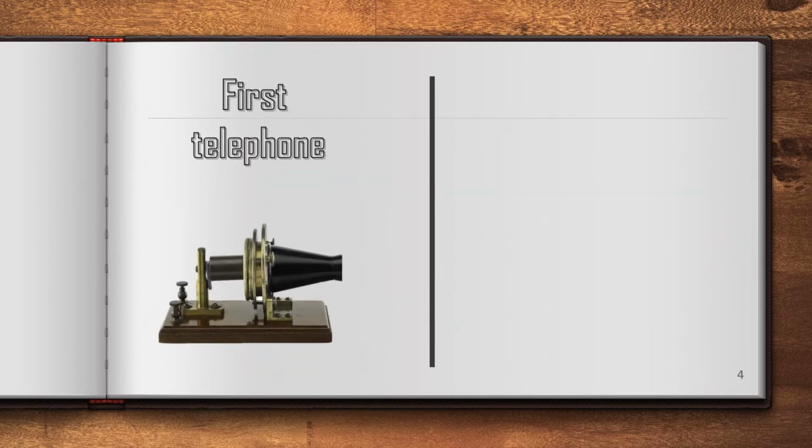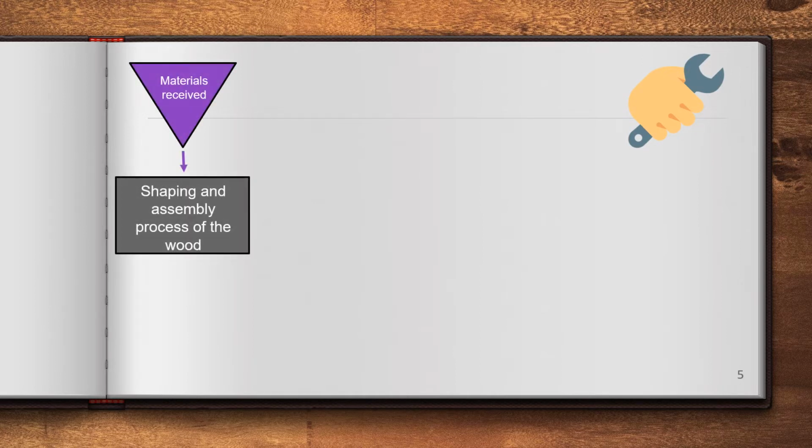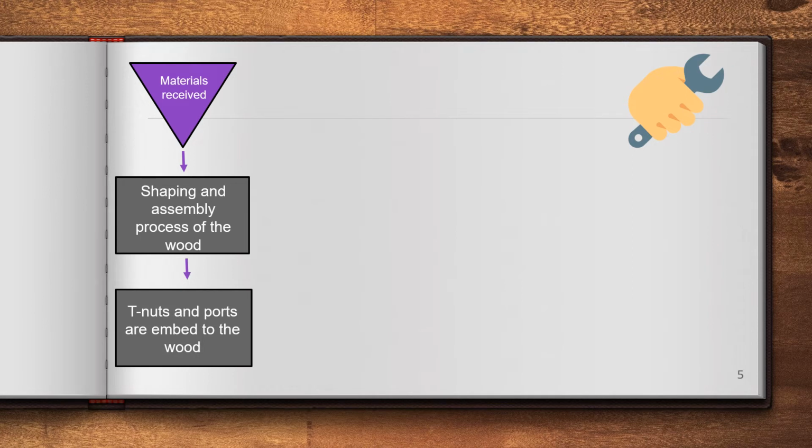Moving on, the sequence of operation of the first telephone and of an actual telephone will be shown. For the first telephone, we can see a more rustic process. It starts when the material is received. Then the shaping and assembly process of the good begins, in which is necessary to make holes so the T-nuts and ports can be embedded.